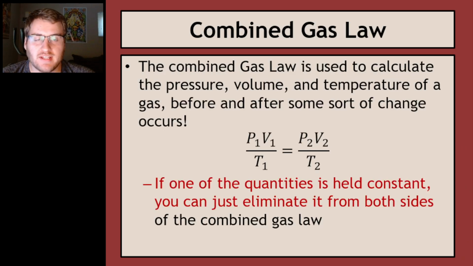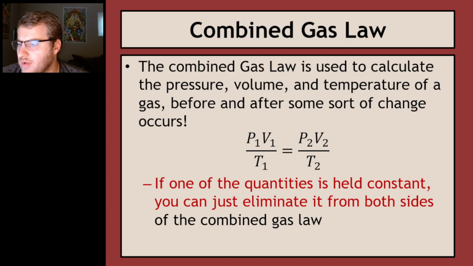The second equation is the combined gas law. Now, this is used to calculate pressure, volume, and temperature before or after some sort of change occurs. So P1 V1 over T1 equals P2 V2 over T2. You'll actually see three different equations that look very similar to this, called like Boyle's law and Charles' law, and a couple of other ones. This is called the combined gas law because it just combines all of them into one. It simplifies it a good bit.